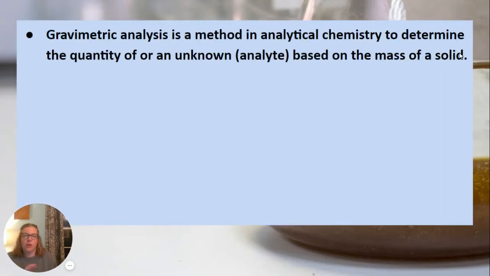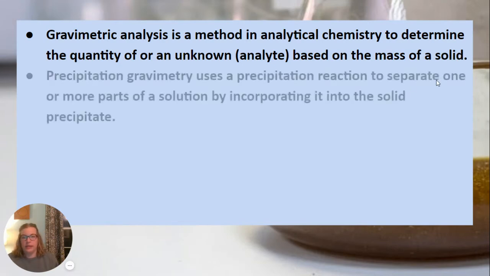So gravimetric analysis is a method in analytical chemistry. And analytical chemistry is exactly what it sounds like. It's chemistry where you specifically analyze quantities of things. It's a whole class that you can take in college. And it is an analytical method to determine the quantity of an unknown, what we call an analyte or an unknown substance, based on the mass of a solid that we produce in a lab.